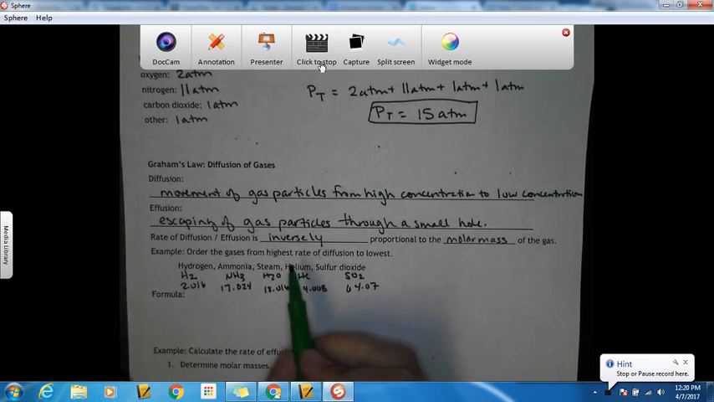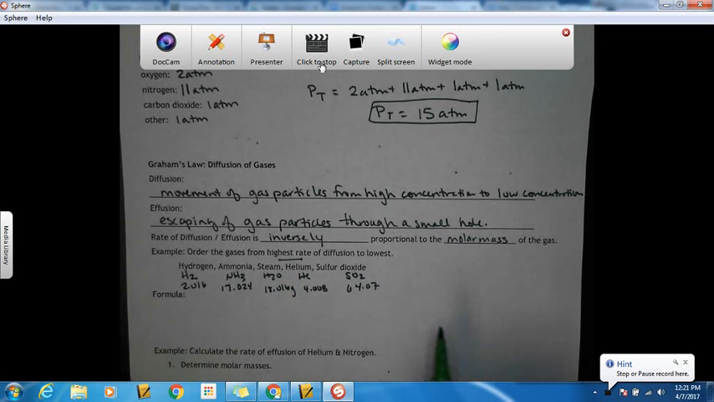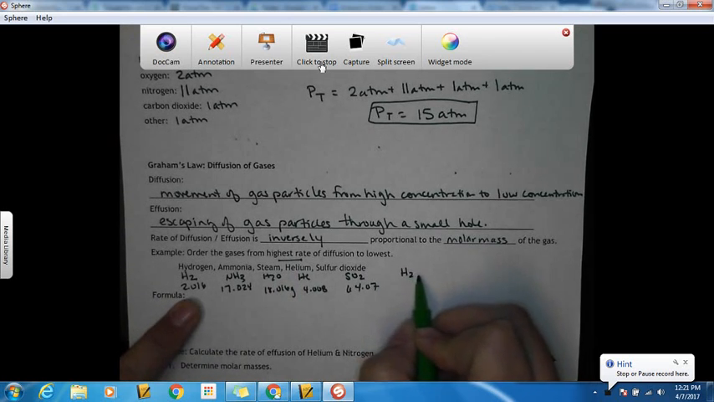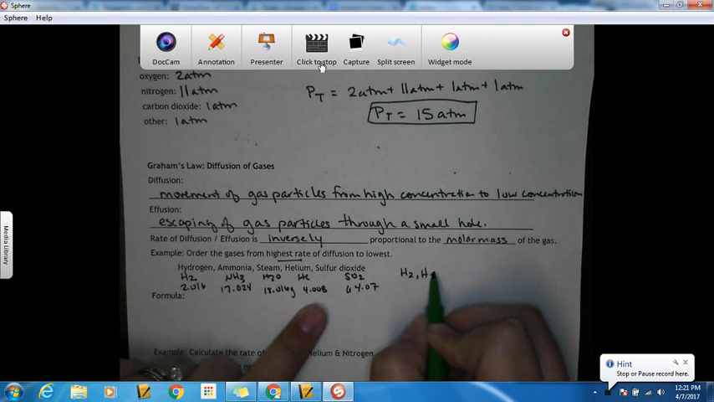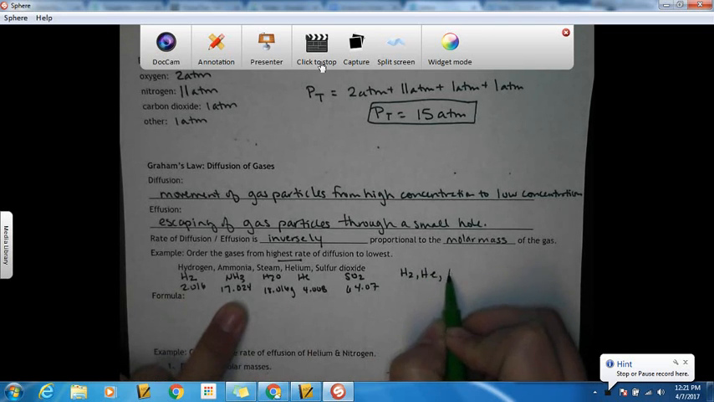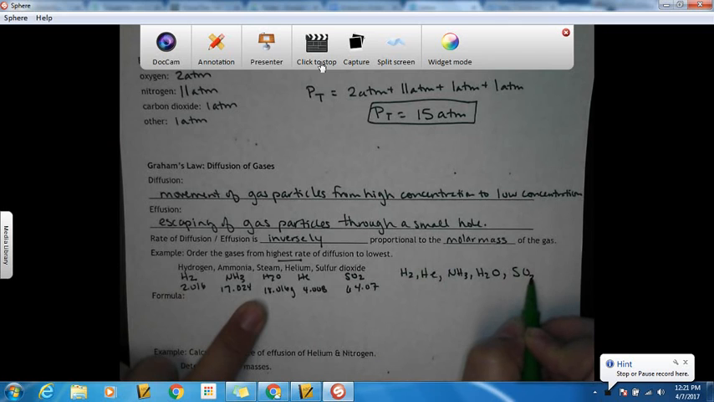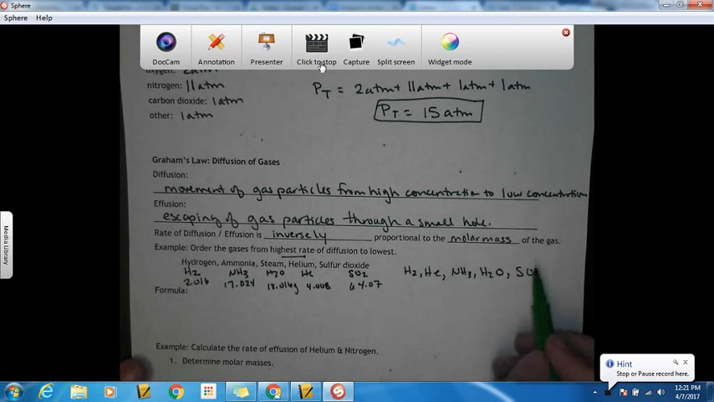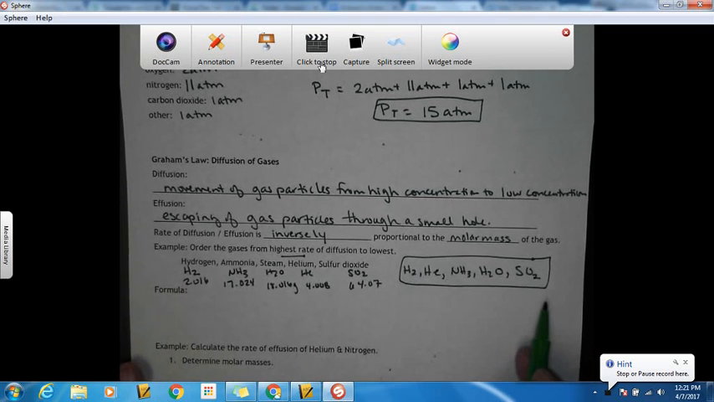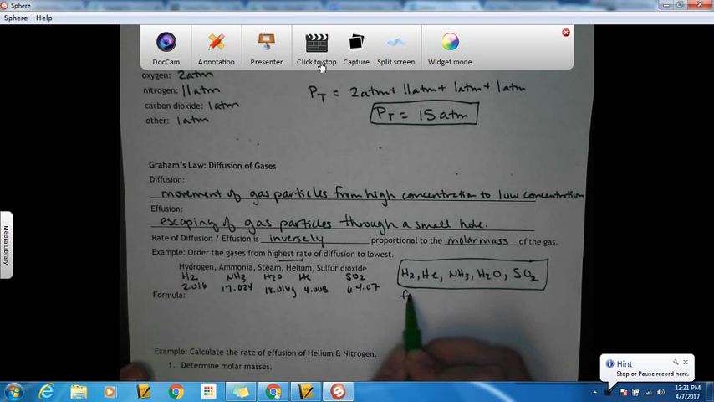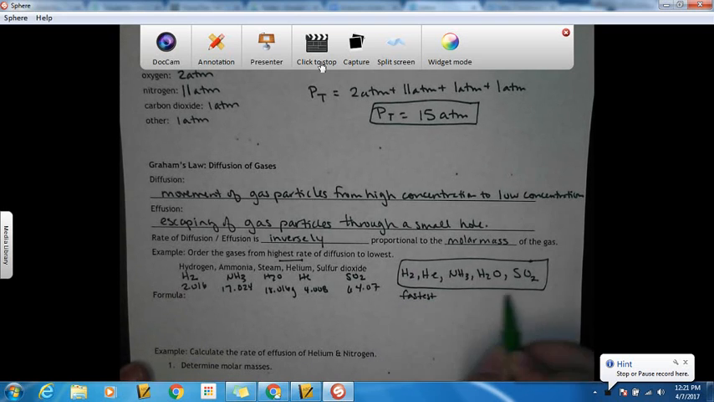So if I want the highest rate, I need the smallest molar mass. And so that's going to be hydrogen, and then helium, and then ammonia, and then water. And then finally the slowest, right, is sulfur dioxide. So from the fastest rate to the lowest rate, right? This one's fastest, this one is slowest, right?